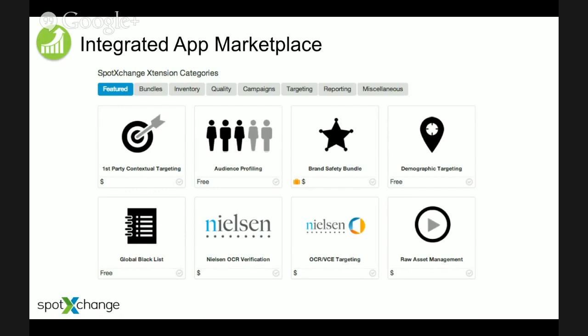One thing that Spot Exchange is working on particularly is more of our integrated app marketplace, and we'll be continuing to evolve our extension categories to really allow for a lot of flexibility on the publisher side.